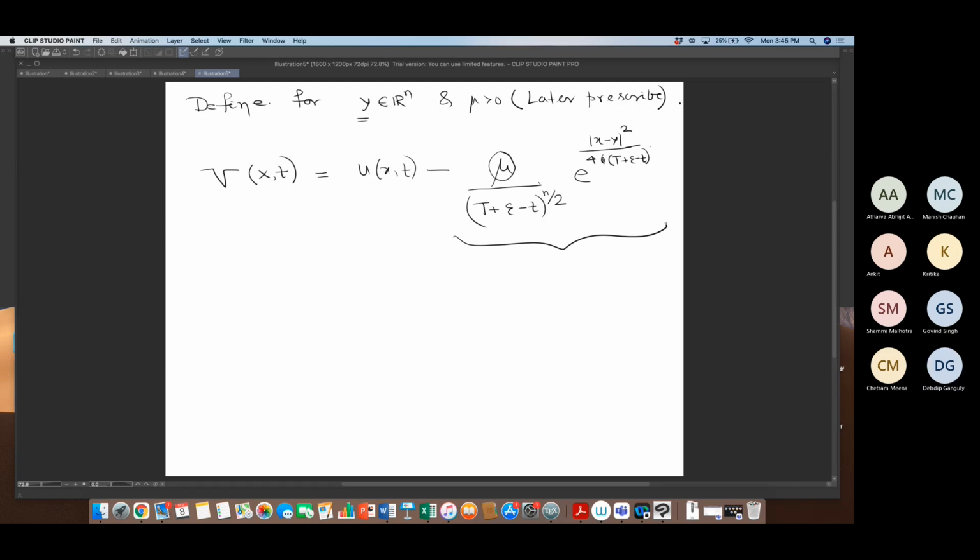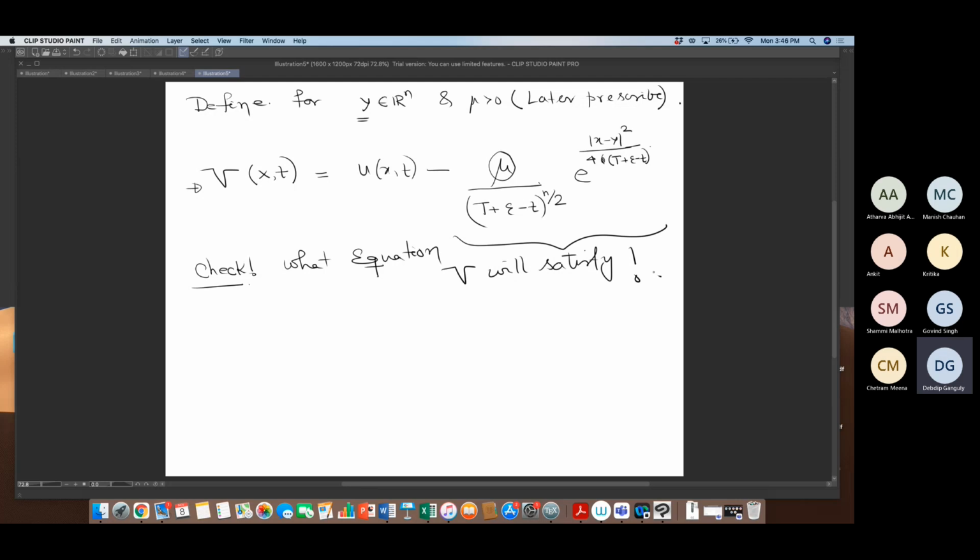Because, who will tell me why? We know u is bounded by u and an exponential, exactly. So I have taken that function. Now you check what equation V will satisfy. Any idea? What equation V will satisfy?